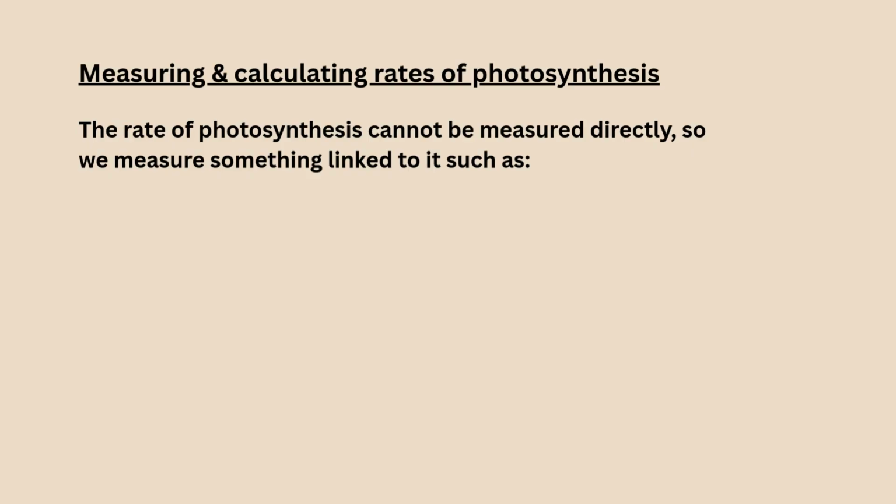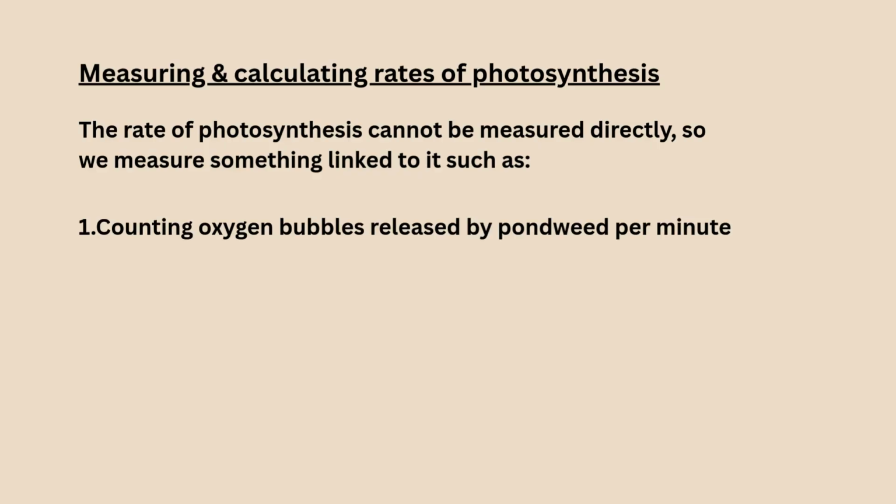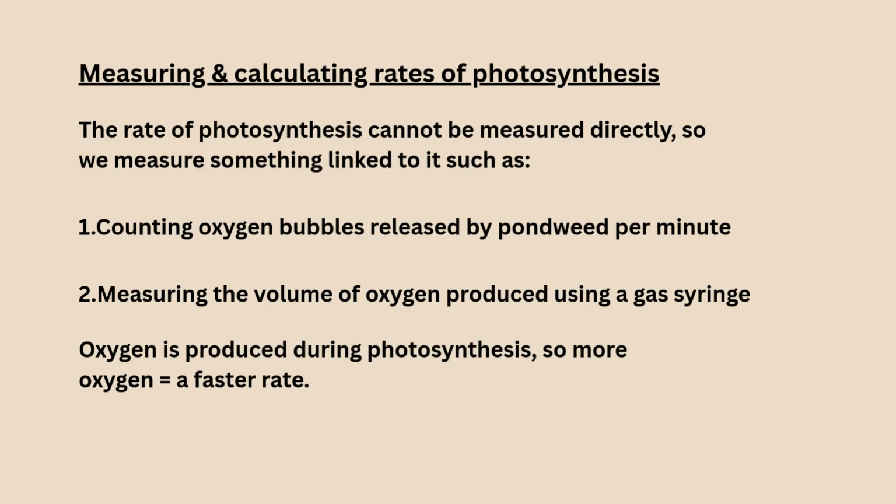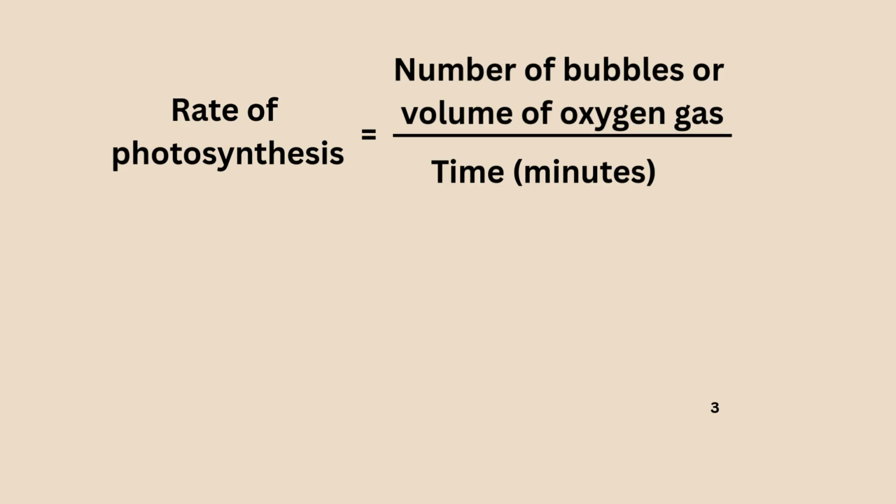The rate of photosynthesis cannot be measured directly, so we measure something linked to it, such as counting the oxygen bubbles released by pondweed per minute, or measuring the volume of oxygen produced using a gas syringe. The oxygen is produced during photosynthesis, so the more oxygen produced, the faster the rate of photosynthesis. The rate of photosynthesis can be calculated by the number of bubbles or the volume of oxygen gas produced divided by the time in minutes.